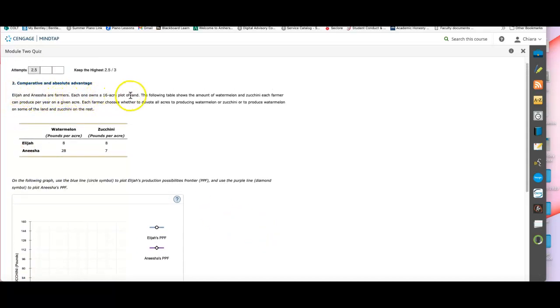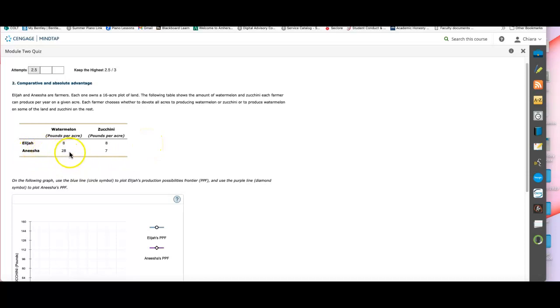Each one owns a 16-acre plot of land, and this is their schedule of production, right? They can produce 8 pounds of zucchini per acre or 8 pounds of watermelon per acre. I already know here that the opportunity cost of producing 1 pound of zucchini is 1, because I'm going to divide 8 by 8.